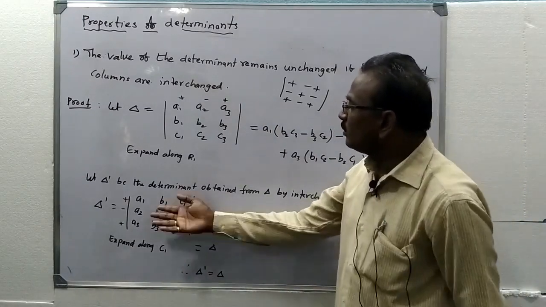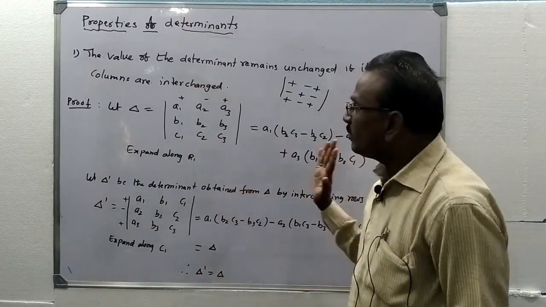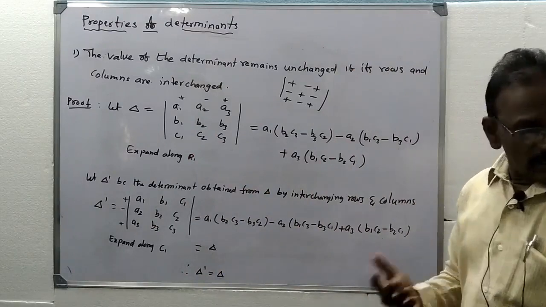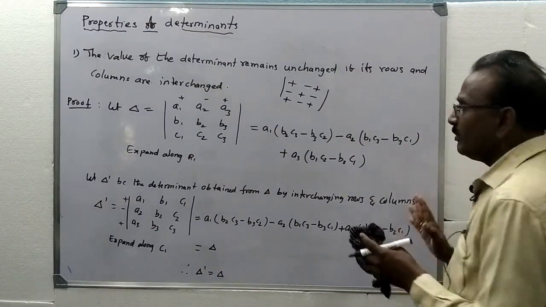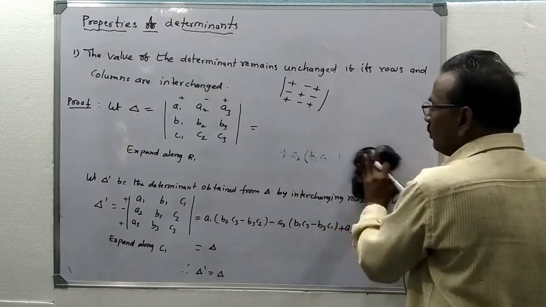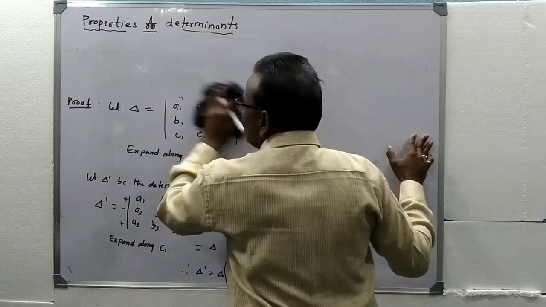That means interchanging rows and columns, the value of determinant remains the same. So this is property 1. When we interchange rows and columns, the value of determinant remains the same. That is, determinant of A is equal to determinant of A dash. That is property 1.